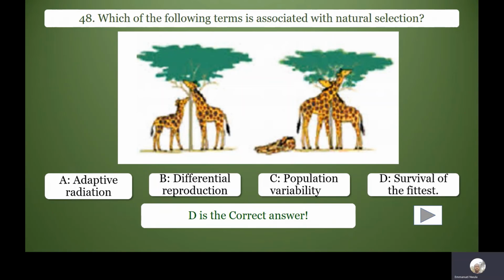So during drought, there was no grass for them to eat. So they started feeding on leaves from trees, and only those ones with long neck survived and passed on the trait for long neck to their offspring through reproduction, and those ones with short neck died. That's why the modern day giraffe has long neck. So the correct option here is it is the fittest that survives. That's natural selection.